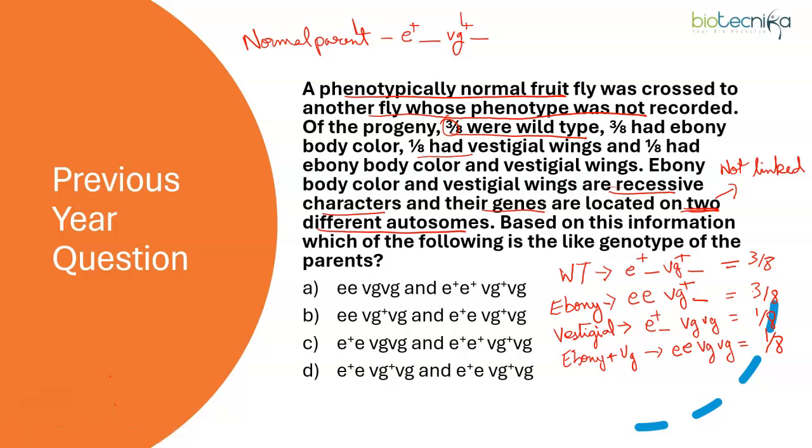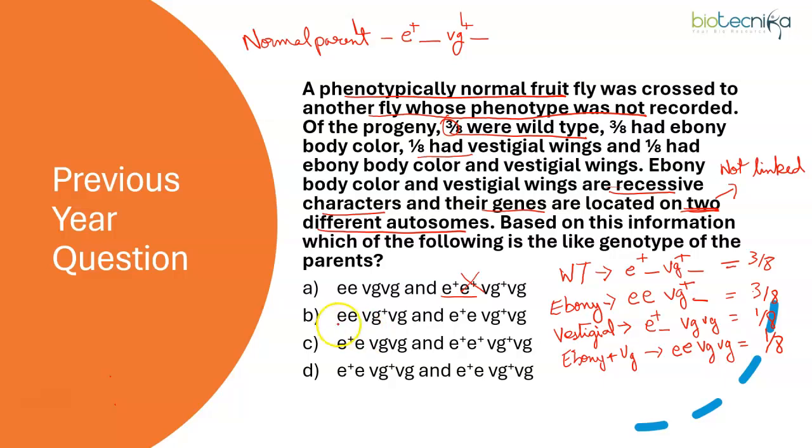Okay, that is again possible when the parents have at least one small e allele with them. So if you see option A, the genotypes given, this parent does not have any small e allele, so the small e allele from this parent cannot come. So this pair of parents cannot have an offspring with this particular phenotype of ebony body color.